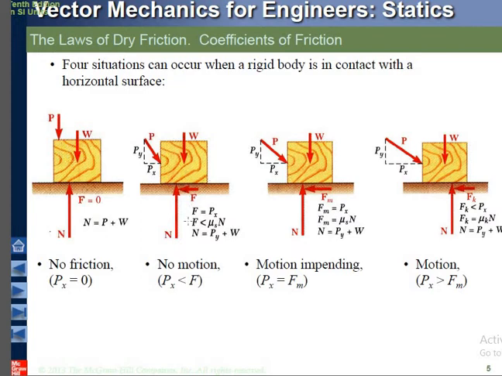In this second case, the frictional force is acting, but the body is not moving. Why is this? Because the applied force is less than the frictional force. Now in this third case, the frictional force is acting, but the body is impending. That means the body just starts to slide along this plane. So here Px will be equal to Fm. It means the applied force becomes equal to the friction force.